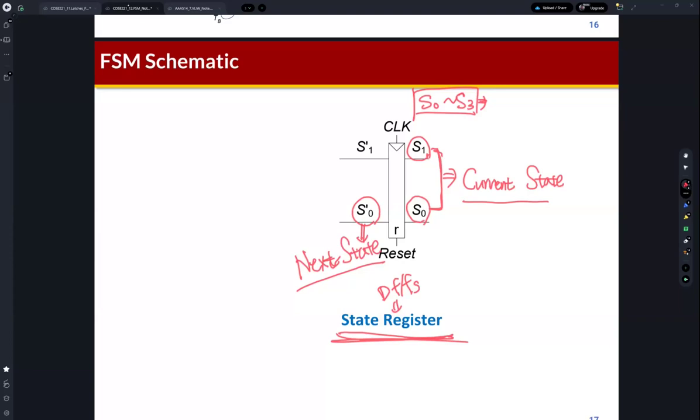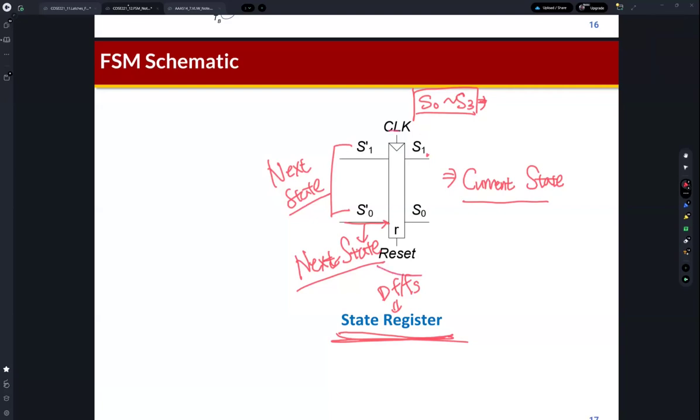Okay, so you can find the S-0 and then S-1 here. Okay, so these are next state bits. Okay, so these are next state. Okay, so what can you observe? So you can find the reset and clock signal.